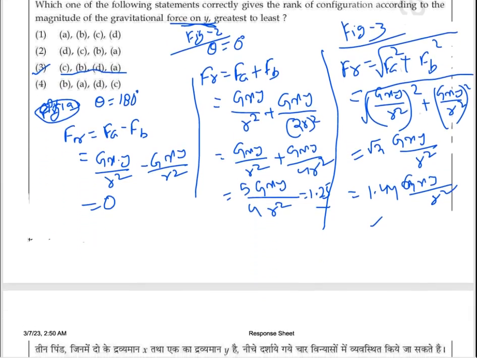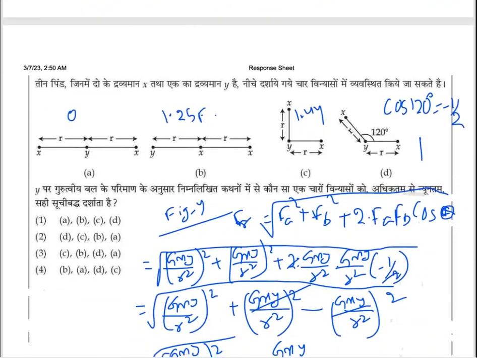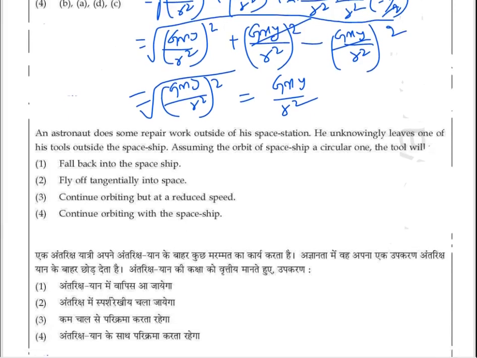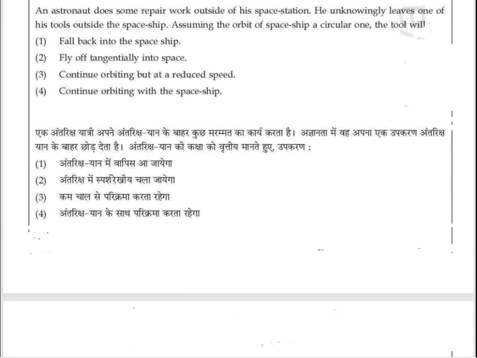Our next question is also written in Hindi, you can read from here also. Given that an astronaut does some rough repair work outside his space station. He unknowingly leaves one of his tools outside the spaceship. Assuming the orbit of the space station is circular, the tool will be.